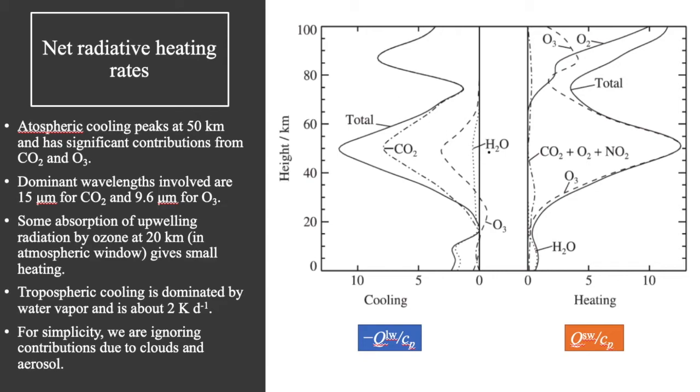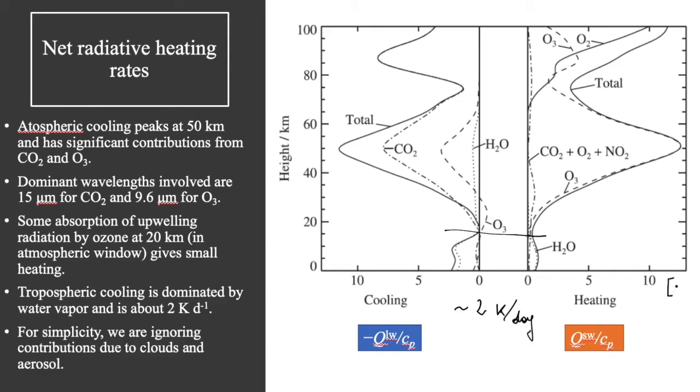CO2 is important, not so much for shortwave heating, but for cooling in the longwave, and particularly in the stratosphere. And the wavelengths involved, if you remember the spectra, are the 15 micrometer band for CO2 and about 9.6 micrometers for ozone. And if you have to keep a particular number in mind, then in the troposphere, if you sum these two, this is roughly equivalent to a cooling of 2 Kelvin per day.